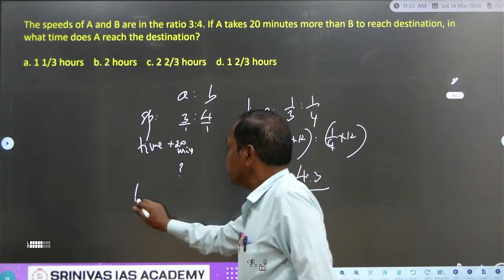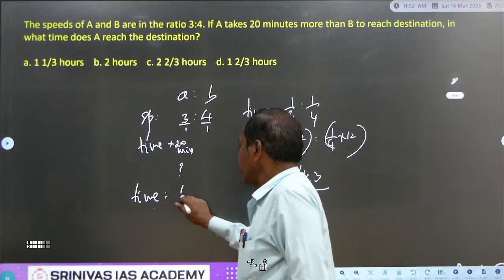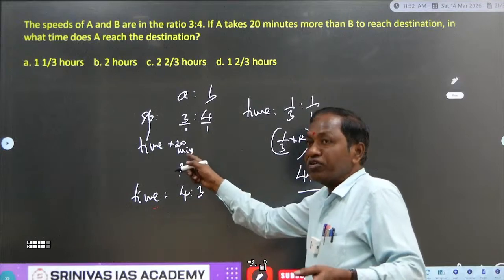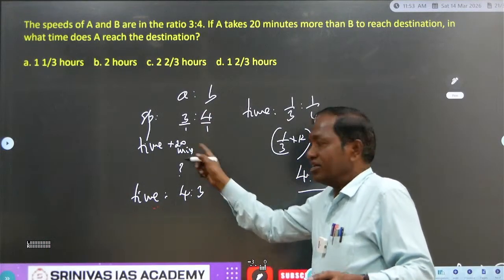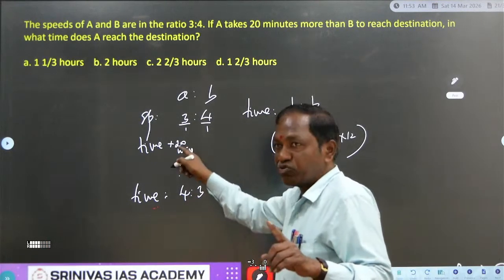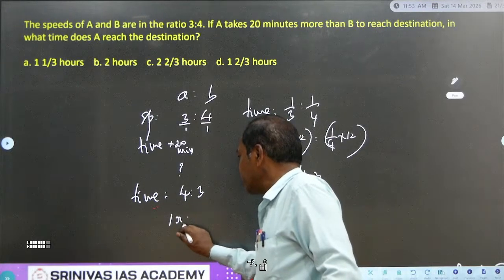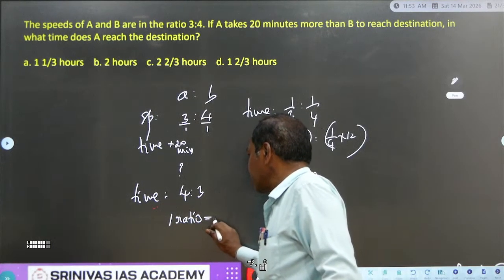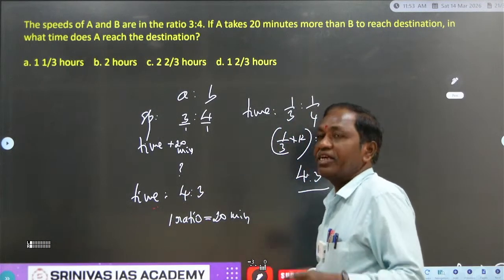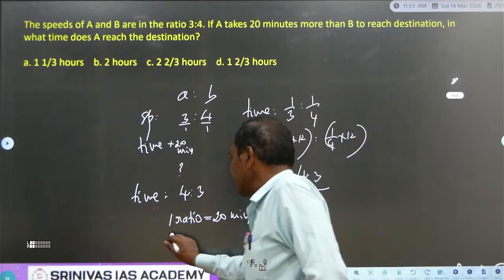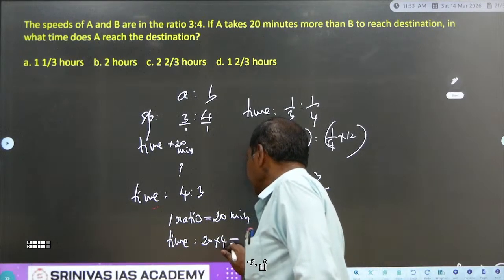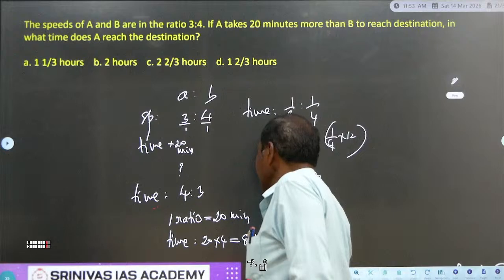It means the time ratio is 4:3. But who has taken more time? A has taken more, 20 minutes more than B. How many ratio units are the extra time? One ratio, which is 20 minutes. So one ratio is equal to 20 minutes. What is the total time taken by A? 4 ratios, so 20 into 4, which is 80 minutes.